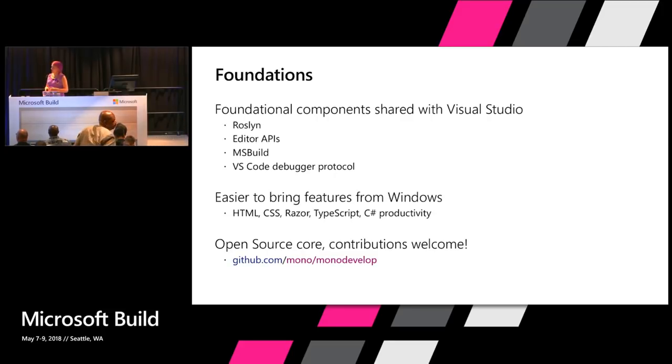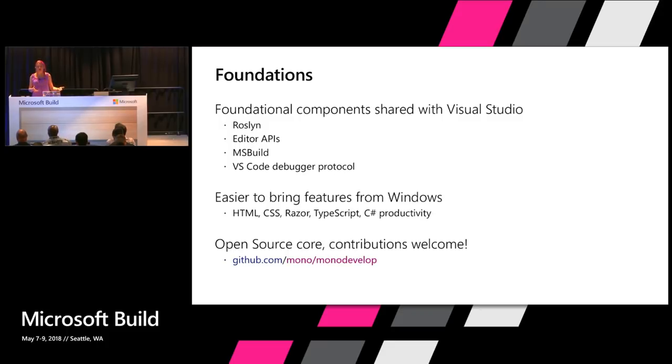Now, Visual Studio for Mac is based on the same foundational components as Visual Studio on Windows. So it's built on Roslyn for C# IntelliSense, refactorings, analyzers and so on. It also shares a lot of the same editor APIs now, so that's enabled us to bring over the TypeScript and JavaScript and Razor and CSS and HTML and so on by working with the VS editor team to bring those APIs over so the extensions could be ported from the Windows version. It's built on MSBuild.